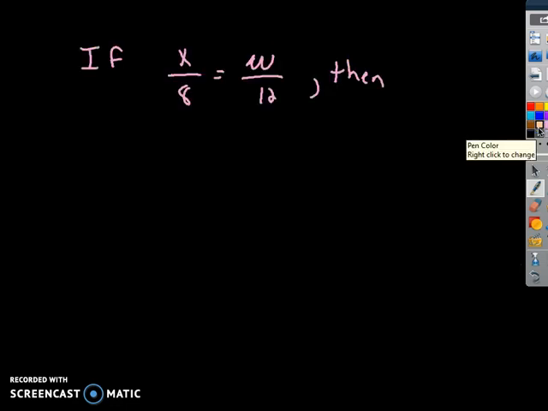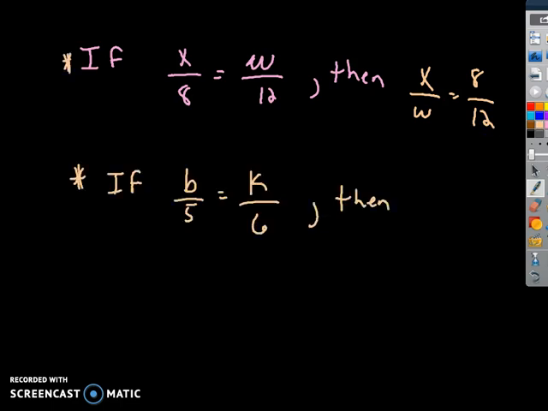Alright, so a new fact, or the same fact we just talked about last, is with numbers now. If x over 8 equals w over 12, then I could rewrite this as x over w equals 8 over 12. That's a true statement considering the fact we know about proportions. And another one like it is, if b over 5 equals k over 6, then I can say b plus 5 over 5 is equal to k plus 6 over 6. And that's still true. It will still be the same proportion and they're still equal to each other.